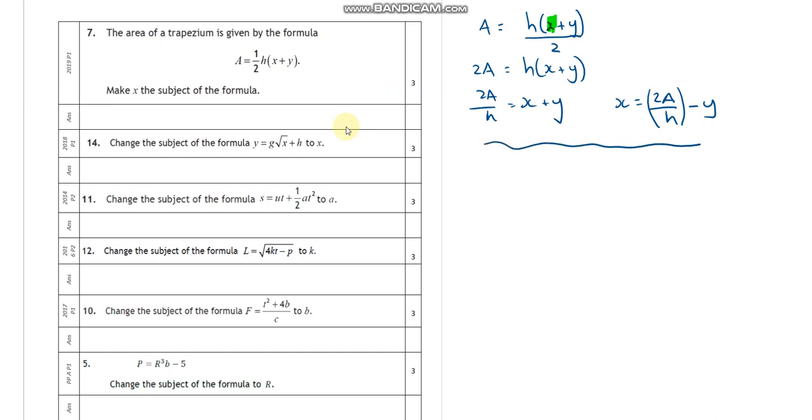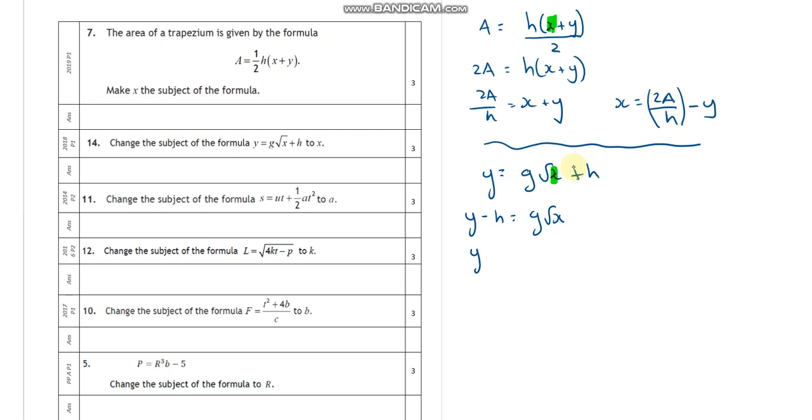Little line under that. We're saying y is equal to g root x plus h. We're trying to make x the subject. Okay, so BODMAS in reverse says I want to move this first. Yeah, move the add. So y take away h.